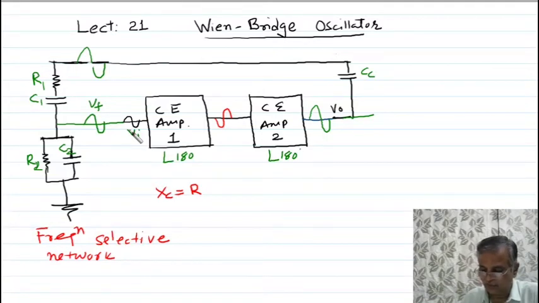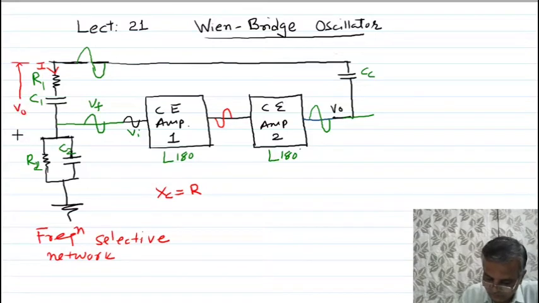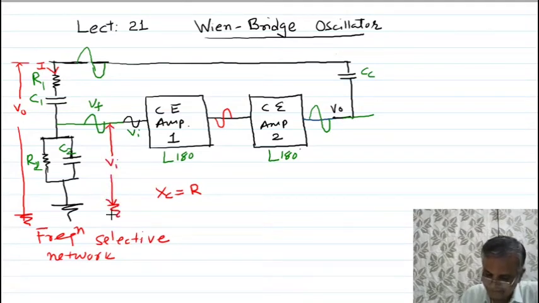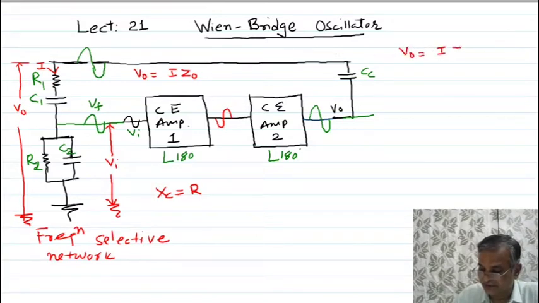So gain, you know, is output voltage upon input voltage. So look here, say current I is flowing in this network. So this is your output voltage VO and this is your input voltage VI. You can say VO is nothing but the current multiplied by output impedance.